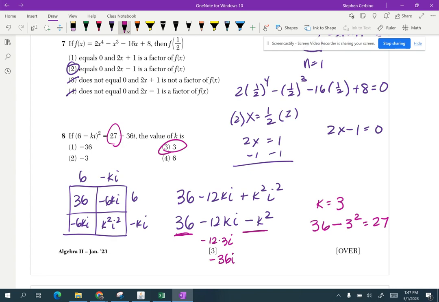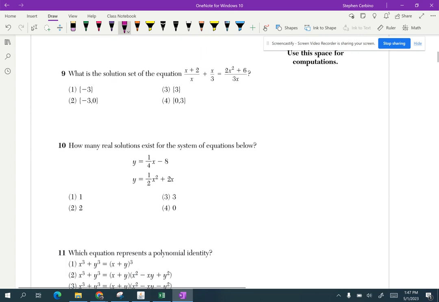Moving right along. So number 9. Number 9 gives us an equation. To be able to solve this equation, we have to do a common denominator. Before we do anything, though, think about the undefined values. I know, just by looking at this, x cannot be 0. X can't be 0 here or here. So right away, I know it's not choices 2 or 4, because 0 can't be an answer here.